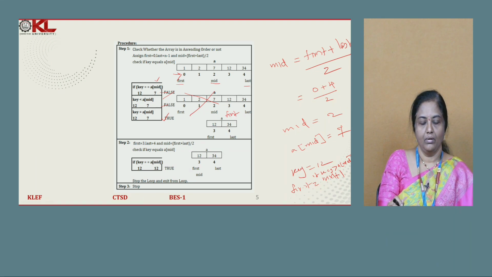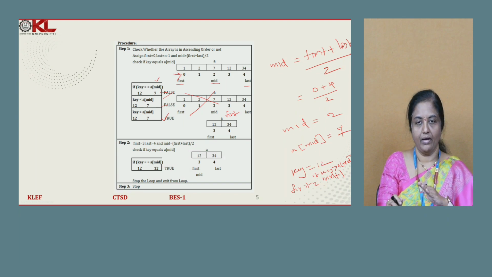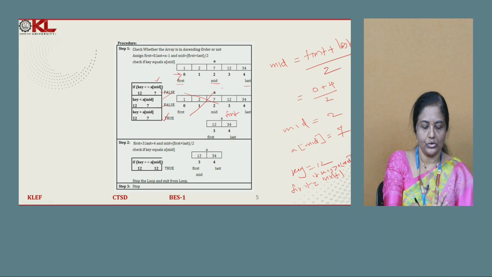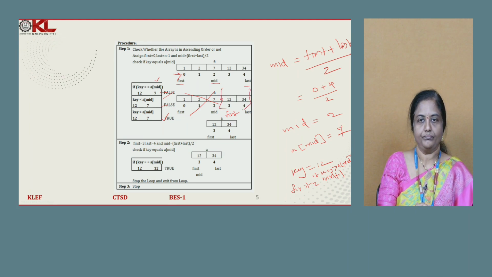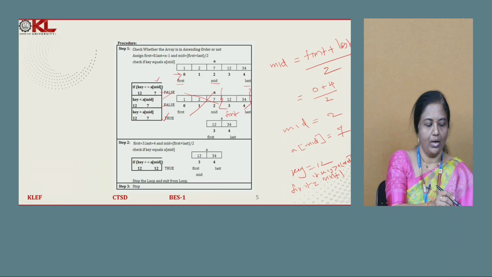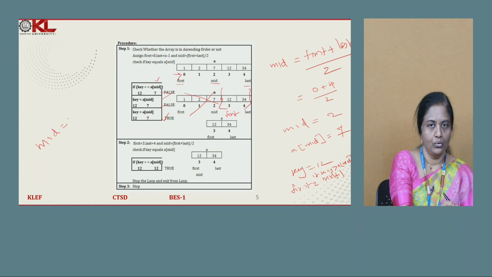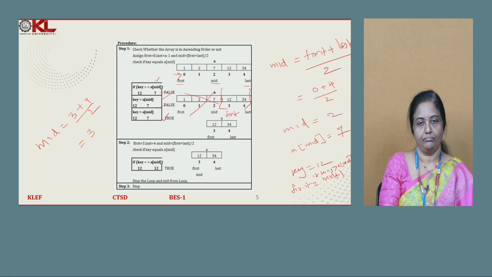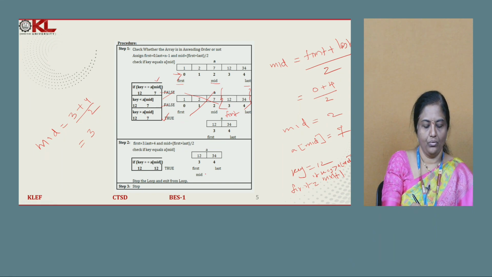Right? Now once again you repeat the process on the array. Always array boundaries are from first to last. Now your array is this. Alright. Then you calculate once again mid. What is mid now? Mid is equal to, what is the value of first? 3. Last is 4. 3 plus 4 by 2. 7 by 2 is integer division 3. So this is how your mid and first are pointing to 12.